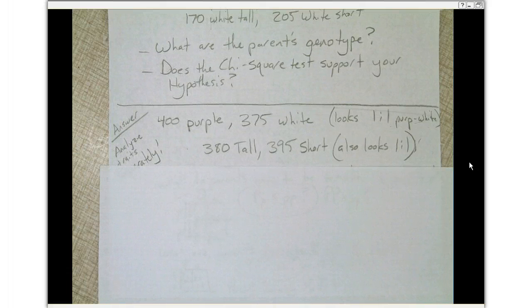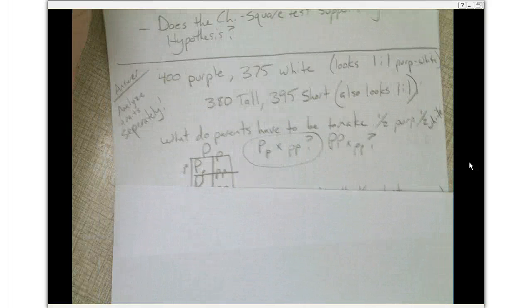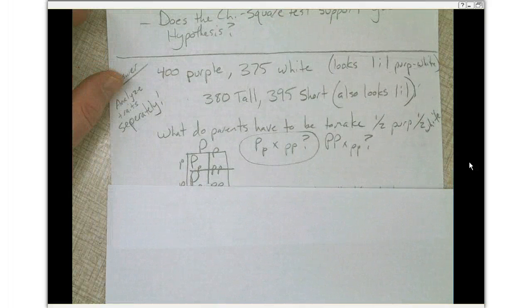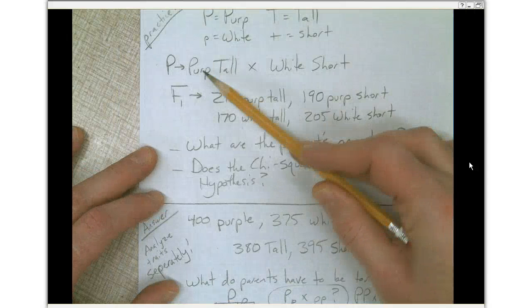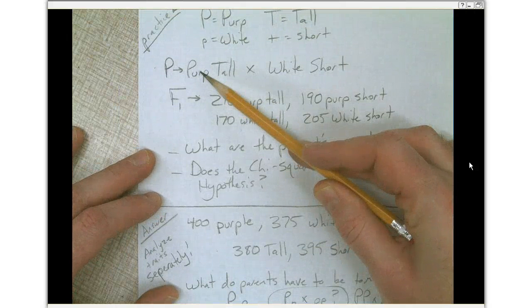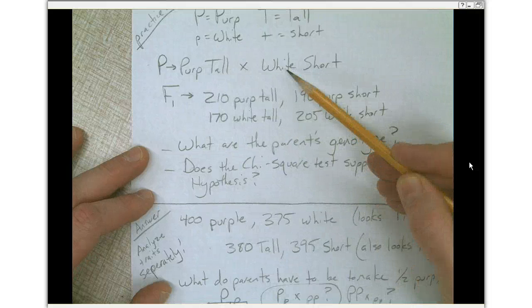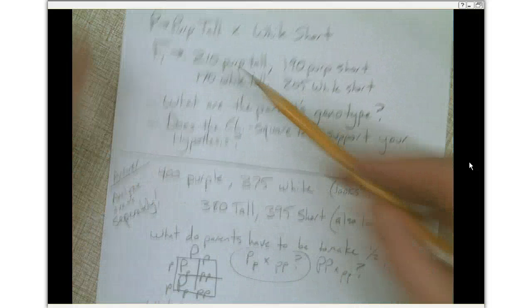All right. The next step is, what do the parents have to be to make 1/2 purple and 1/2 white? So we'll just analyze that first trait first. So the first parent is purple and tall. The second parent's white and short. So purple, there's 2 ways to make that. You can either make it with big P, little p, or big P, big P. White is only one way, little p, little p. So the only question is, what is that purple?